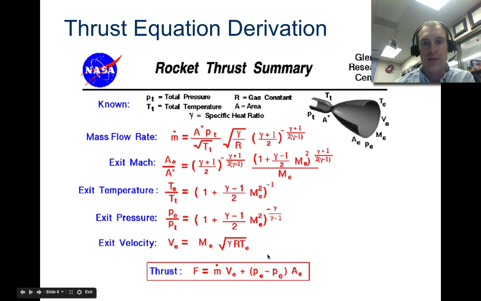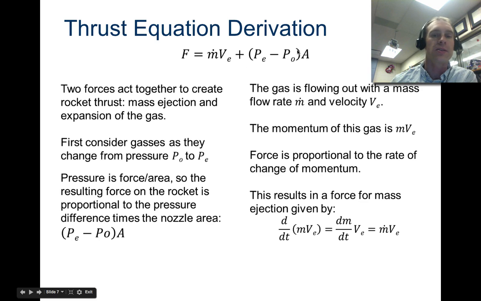So let's move on. You still haven't written anything down yet, and now you can write this thrust equation down. Let's take a look at it. Two forces act together to create rocket thrust: mass ejection and expansion of the gas. Let me explain each of these two components that we're adding together to get thrust. First, consider gases that change from initial pressure P0 to exit pressure PE. So if your initial pressure is a higher value than your exit pressure, then this is going to be a positive number. The greater differential you can have here, the greater value that you're adding to your thrust.